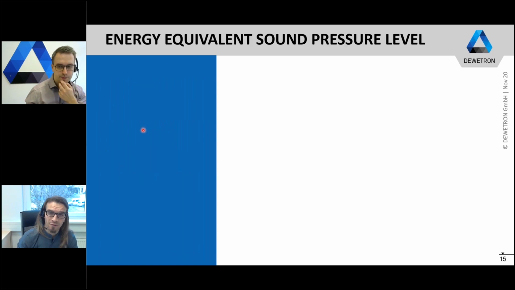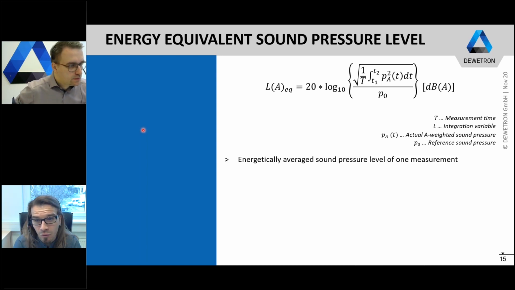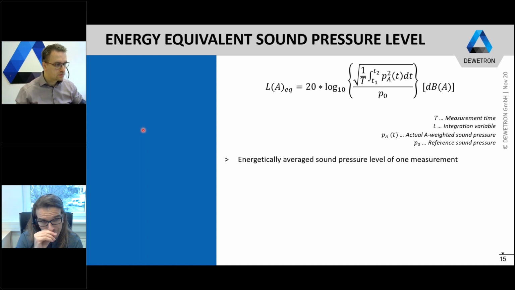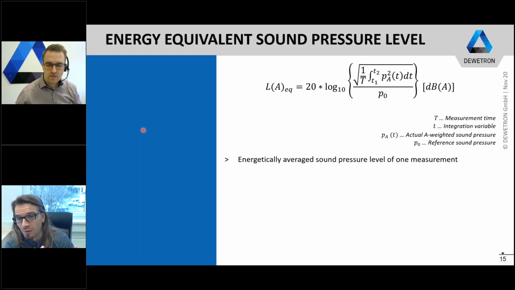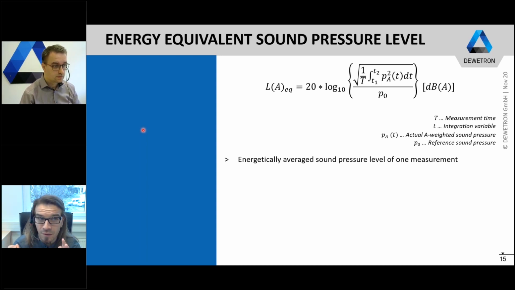And the second important quantity is the so-called energy equivalent sound pressure level. Again, the formula is the following one. It is not that complex. The energy equivalent sound pressure level describes, from the measurement point of view, your energetically averaged sound pressure level of one measurement. So during the measurement, you average your sound pressure level energetically, and at the end of the measurement, you only have one single value, which is the energy equivalent sound pressure level. And the LAEQ, this is how it is abbreviated, doesn't contain any time information of the sound pressure level.